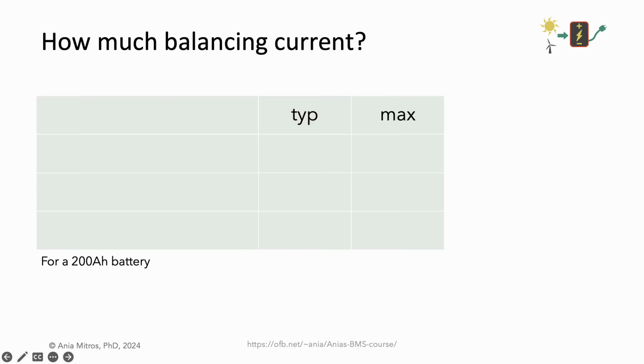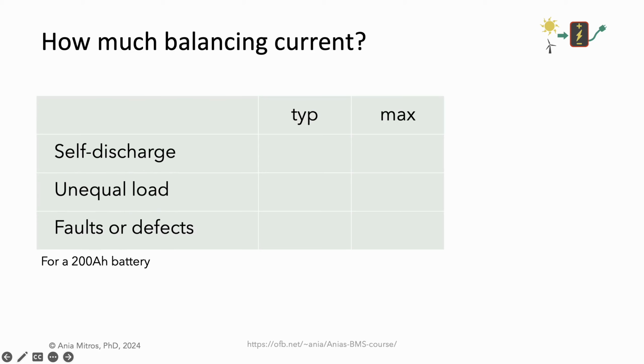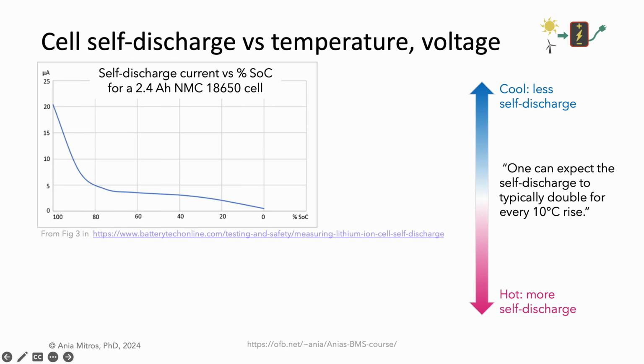How much balancing current do we need? In the next slides, we'll estimate the magnitude of the effects for which balancing corrects. The balancing circuit needs to support at least that much. Cell self-discharge increases with temperature and is substantially higher at high state of charge than at low state of charge. This is kind of nice in that a nearly empty battery depletes itself more slowly than a fully charged battery.